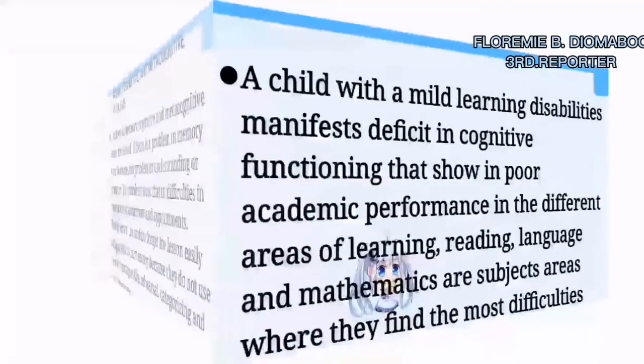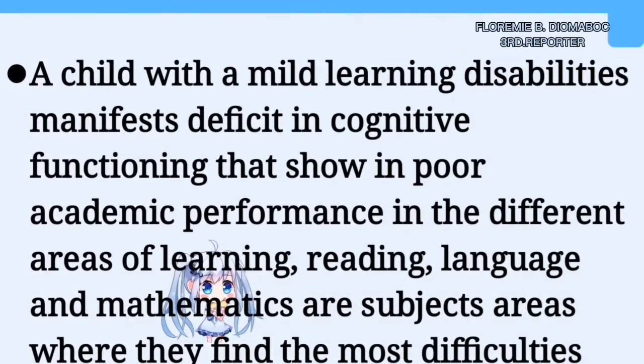A child with a mild learning disability manifests deficits in cognitive functioning that show in poor academic performance in the different areas of learning. Reading, language, and mathematics are subject areas where they find the most difficulties. The areas in cognitive functioning most affected are attention, memory, and thinking, or the executive functions of the mind.